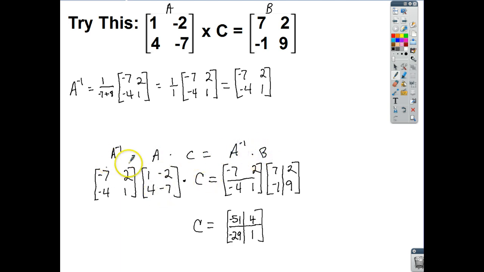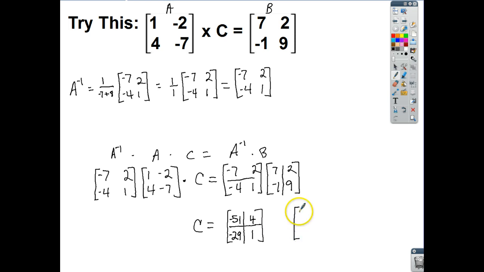Okay, now we're not going to go through this now. We're just going to say any matrix times its inverse gives us the identity matrix, and that times something is itself. So basically this cancels and we get C. Over here is where the work comes in. So rows and columns, and we get negative 51, 4, negative 29, and 1. All right, so just for a second, let's go ahead and see if it actually does what it's supposed to do, and let's plug this back into the equation.